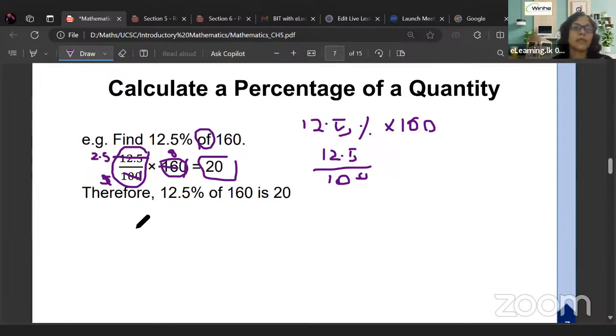Okay. If you are asked to find 2% of 140, how do you find it? Find out the 2% of 140. How do you find it?